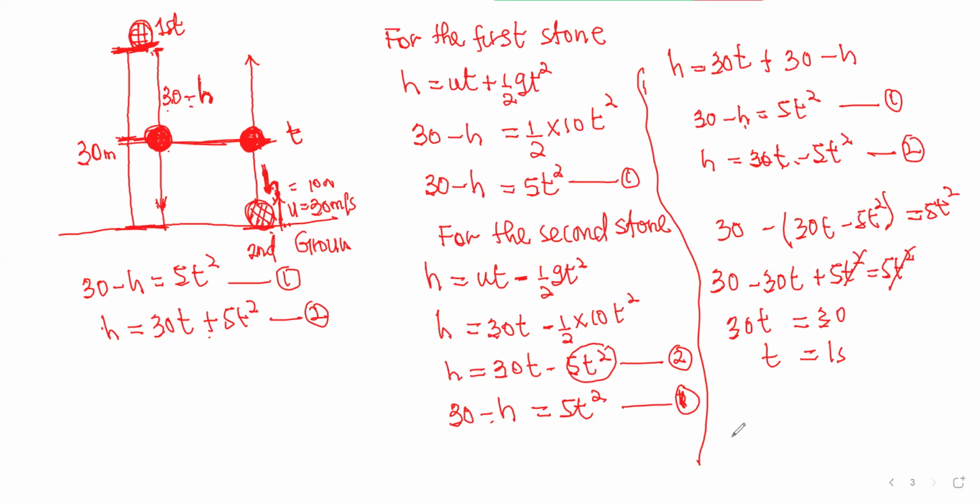If you use equation 1, we have 30 minus h is equal to 5t squared, and t is 1. Okay, t is 1. So if you make h the subject, h will be equal to 30 minus 5, and that will be 25.